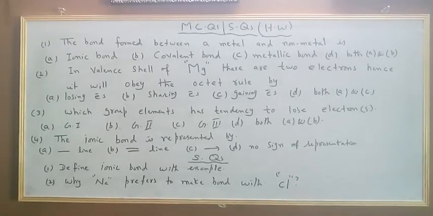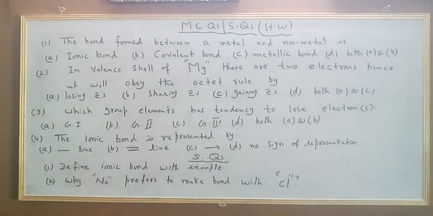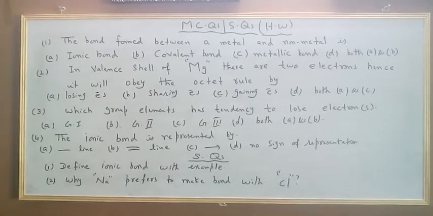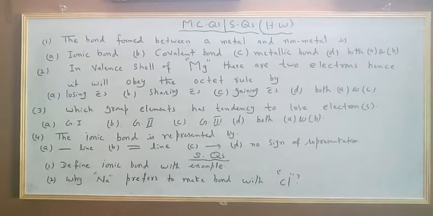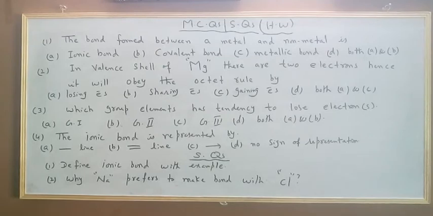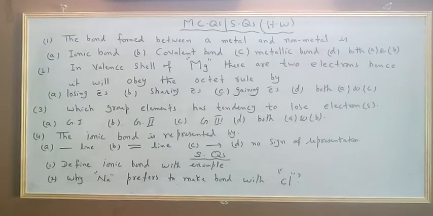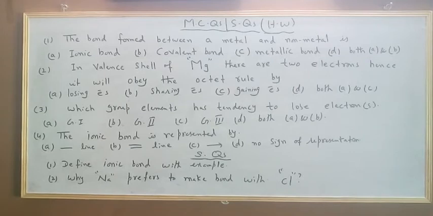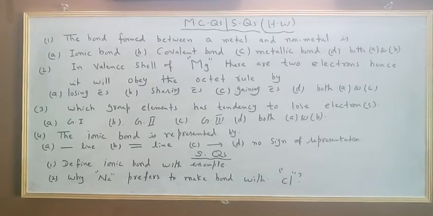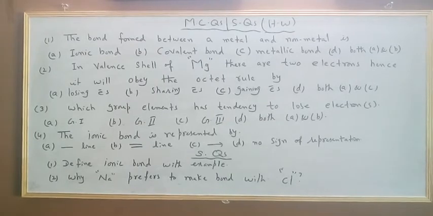Okay students, now write down the MCQs. Number 1, the bond formed between a metal and non-metal is A. Ionic bond, B. Covalent bond, C. Metallic bond, D. Both A and B. Number 2, in the valence shell of magnesium there are 2 electrons, hence it will obey the octet rule by A. Losing electrons, B. Sharing electrons, C. Gaining electrons, D. Both A and C.